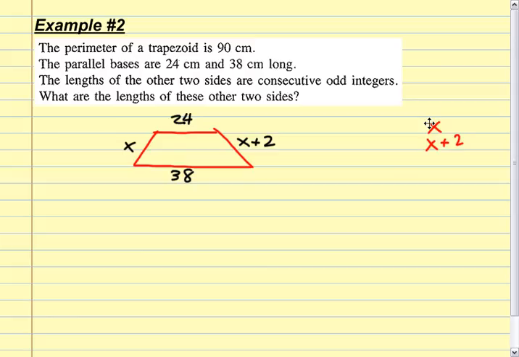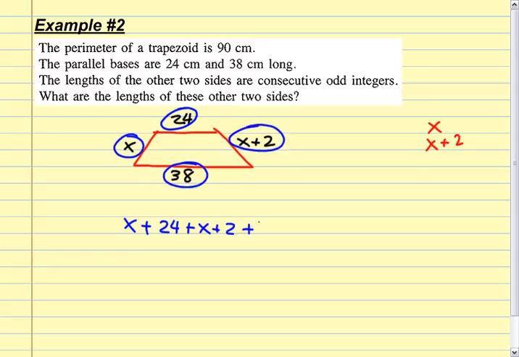We're looking at our picture. We know what the variables are. What do I need to do next? Let's write an equation. It says the perimeter of a trapezoid is 90 centimeters. What does that tell us? When you say everything together, you mean added. So let's do this. I'm going to write x plus 24 plus x plus 2 plus 38 is what? 90. Now, I want to ask a specific person this specific question. What should I do here?